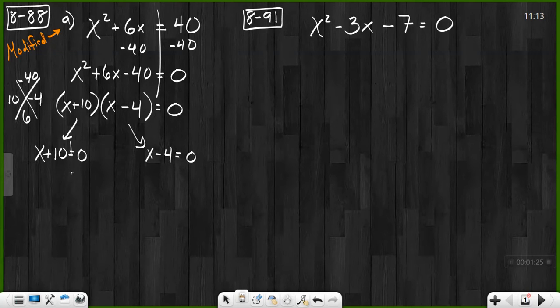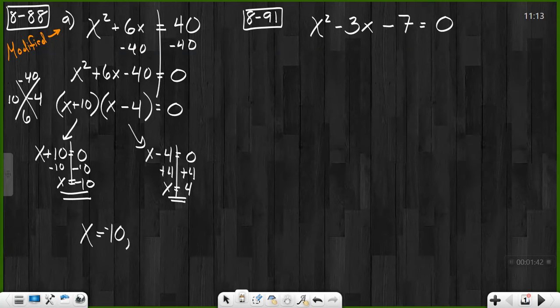If you need more practice on this process, go back and watch my other video and get some more practice on it. Right now, this is just a review. We find that x could be negative 10, and here we see that x could be 4. And again, you could probably see that without writing out that work, and that's okay. But we find here x is negative 10 or 4.